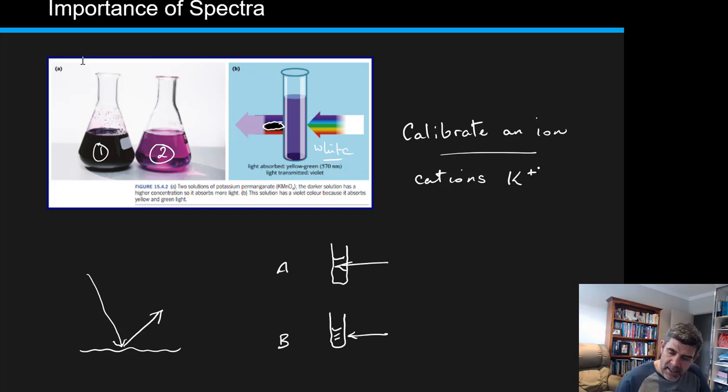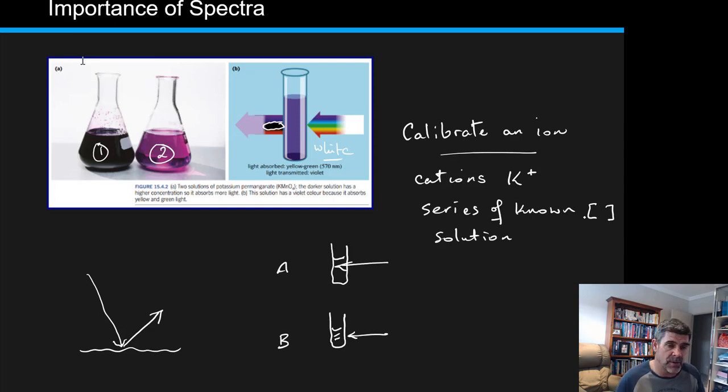The best way to do that is to make up a series of known solutions. And that's known concentration. So we know that a number of different solutions have a certain concentration which we have measured. We can make up these solutions, we can dilute solutions, we know how to do that. So we can have a series from A, B, C, D, E, a series of concentrations.